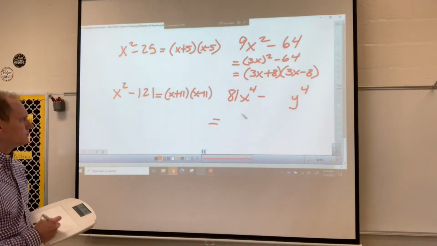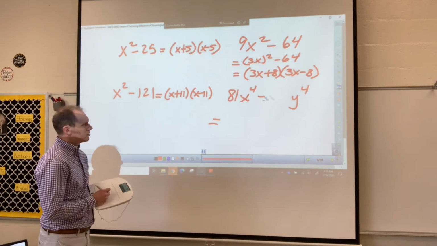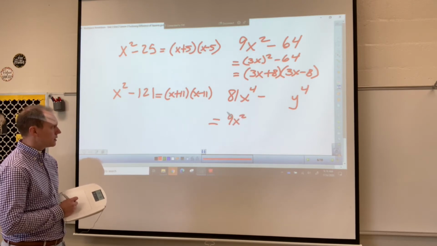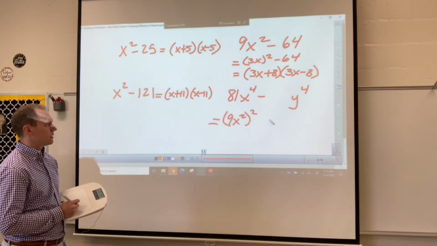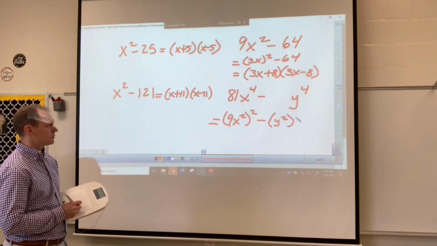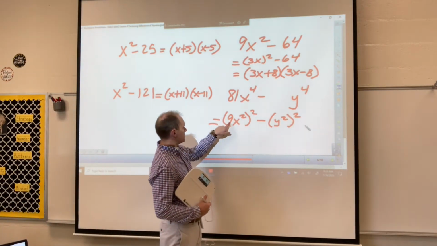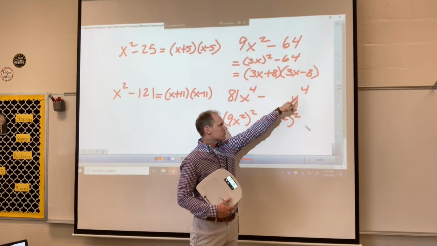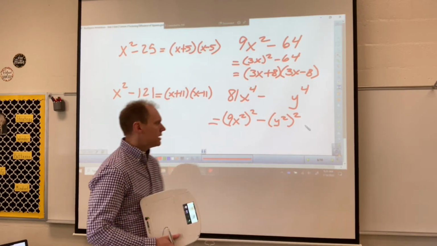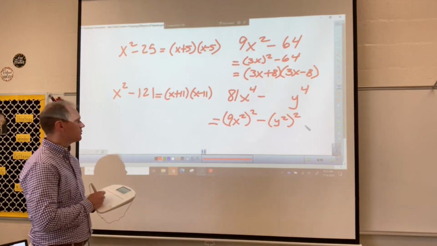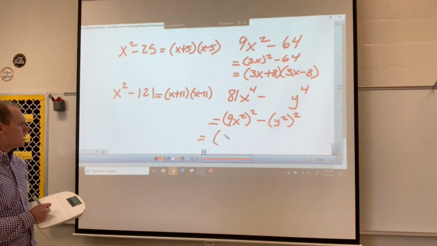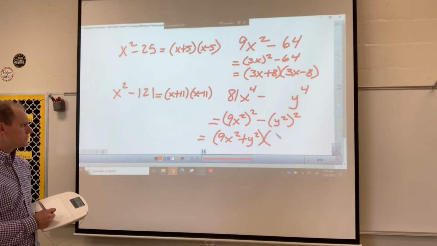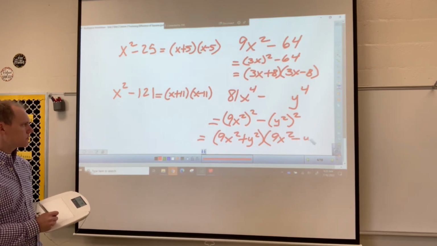All right, and then this last one. We need to rewrite both of these as squares. So this first one is going to be 9x squared minus y squared. All right, let's just check it here. 9 squared is 81. X squared is x to the fourth. And then, of course, y squared is also y to the fourth. So now we've got it as something squared minus something squared. We can actually factor this into 9x squared plus y squared times 9x squared minus y squared.